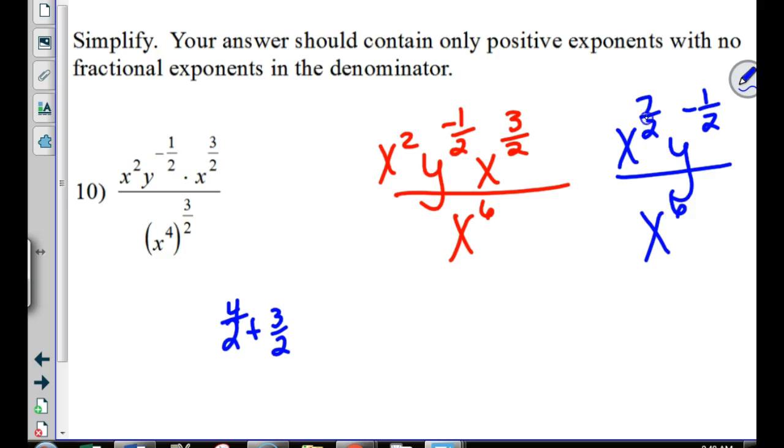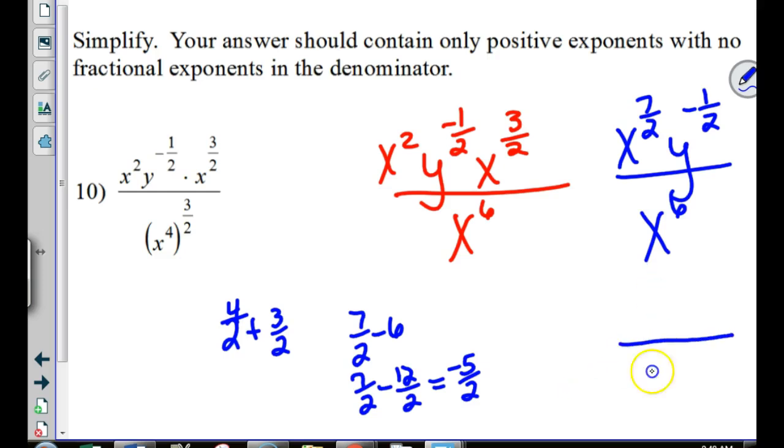Okay. So what is 7/2 minus 6? Yep. Because it would be 7/2 minus 12/2, which is -5/2. So what does that mean? There's more x's in the bottom, so it's going to end up with an x to the 5/2 on the bottom. We could have written it on top, but we would have had to put it with a -5/2. What's the other thing that's happening though?